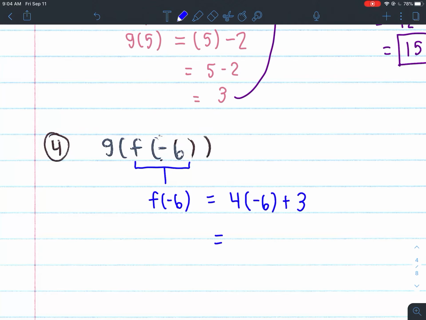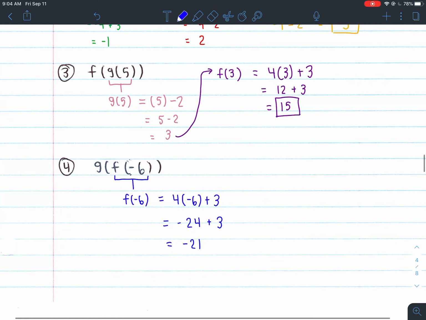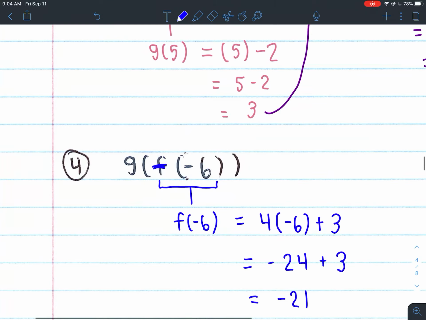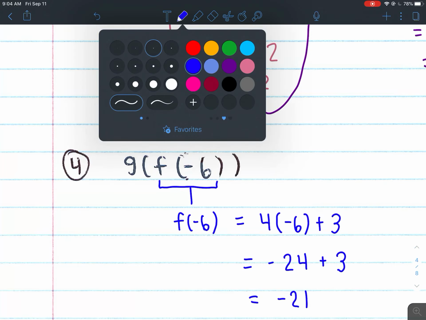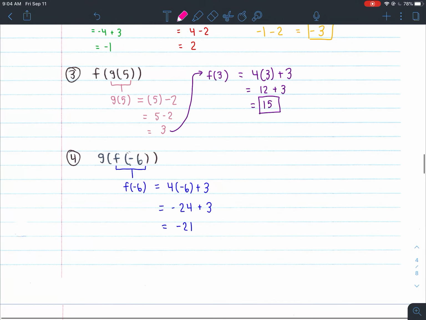Well, 4 times negative 6 is going to be negative 24 plus 3, and then negative 24 plus 3 is going to give me negative 21. But I'm not finished, because what did I just evaluate? I evaluated f of negative 6, and I got negative 21. So this is replaced now with negative 21, which means now I need to find g of negative 21.